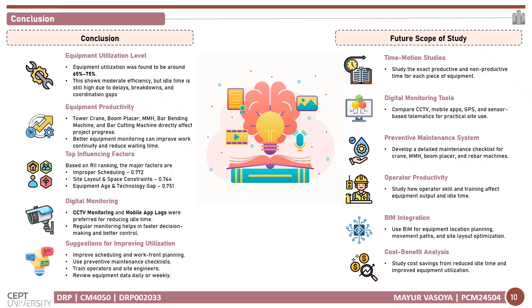Financial analysis can also be included to measure cost savings achieved by reducing idle time and improving equipment utilization. To conclude, improving equipment productivity is not only about using better machines. It requires proper planning, trained manpower, preventive maintenance, digital monitoring, and strong coordination. If these measures are implemented properly, construction sites can reduce idle time, improve utilization, and complete work more efficiently.